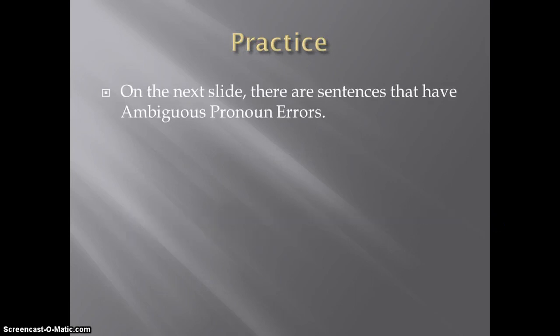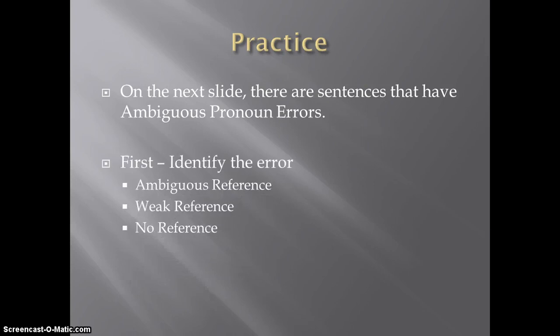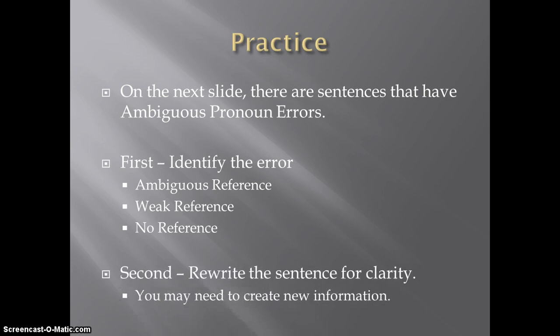On the next slide, there's 7 sentences that have ambiguous pronoun errors. You've got to do 2 things. You want to identify the type of error. Is it just an ambiguous reference? Is it a weak reference? Or is there no reference at all? Or is it some combination? Because that's possible too. And secondly, you're going to rewrite that sentence for clarity.